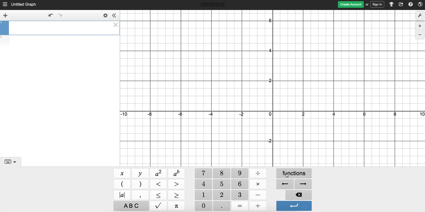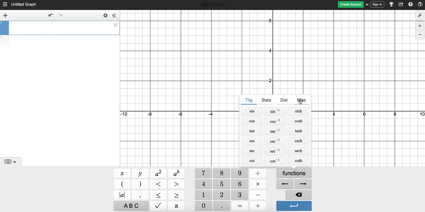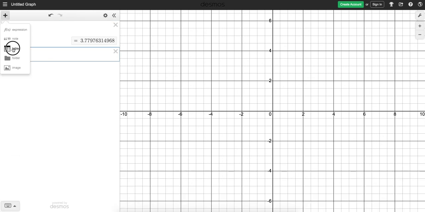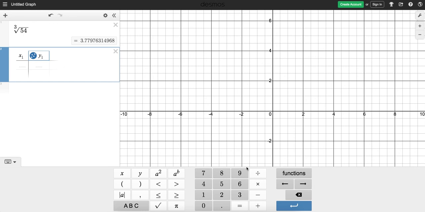All right, but what happens if we try a different root besides the square root? Let's say we take the cube root. We go to functions and miscellaneous and type in the cube root of 54. Well, it's very similar. We go into the table and delete this out. We take the same radicand of 54, but this time instead of dividing by x1 squared, we divide by x1 cubed because we're dealing with a cube root.